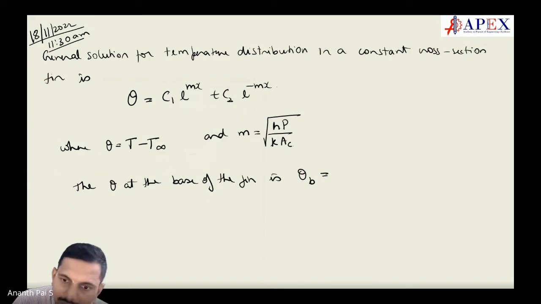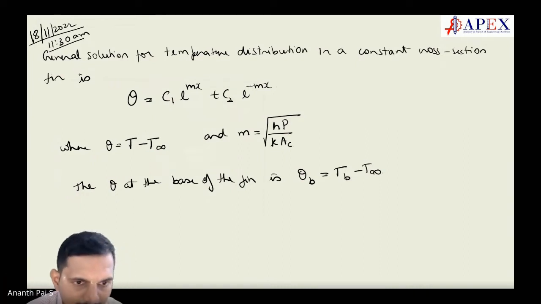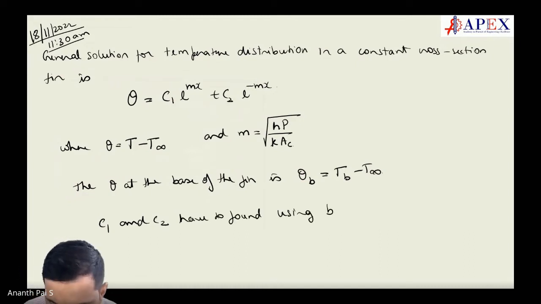So theta b is equal to T B minus T infinity. Now let us see one by one what are the cases, how different things have to be done. I hope you have written this down. Let us apply the boundary conditions. So C1 and C2 have to be found using boundary conditions. So one by one, different types of boundary conditions and different types of solutions. That's what we will see.